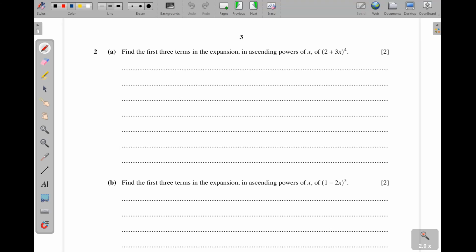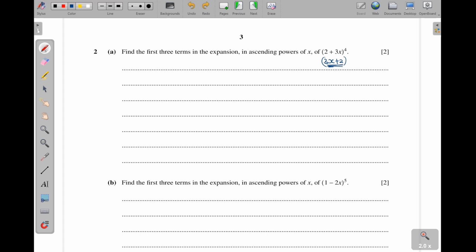Question 2 is coming from binomial expansions. Find the first three terms of this expansion in ascending powers of x. You have to be very careful when they say ascending powers of x. They can give you something like 3x plus 2. That means when you are expanding, this first term keeps on reducing in powers, and then this one rises in powers. So you have to switch.